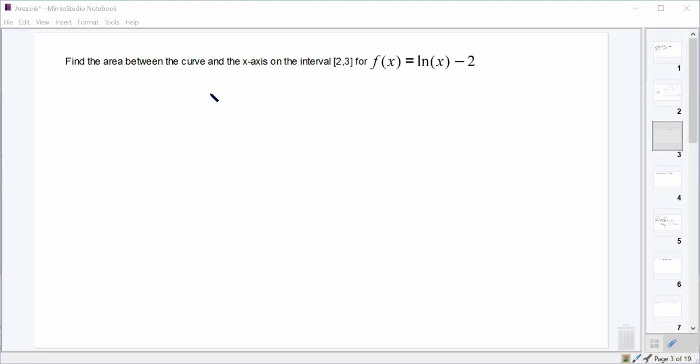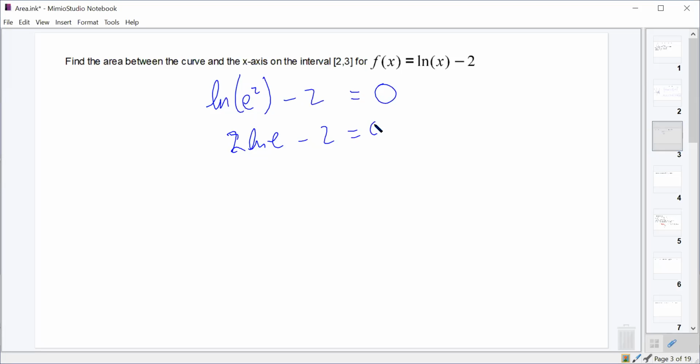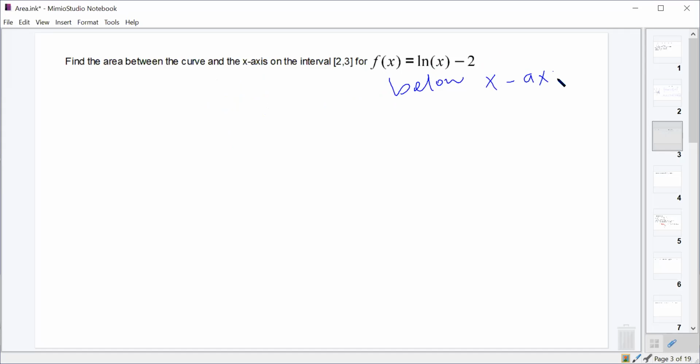We should know it's below because if we had something like the natural log of e squared minus 2, that equals 0, right? Because that becomes 2 ln e minus 2 equals 0, which is definitely true. Okay. So we know that this is below the x-axis because e squared is more than 2 and 3. And if I plugged in any of those values between 2 and 3, like if I plugged in e, I get a negative value. So we know that this is below the x-axis. And so when we look for the area, our area ought to be the opposite of the integral from 2 to 3 of ln of x minus 2 dx.